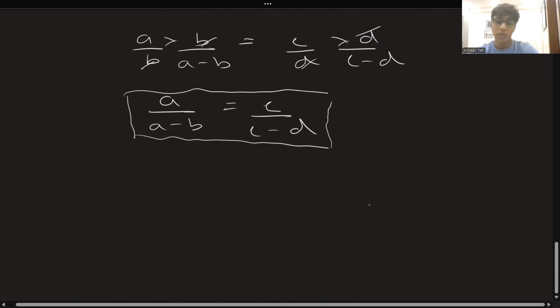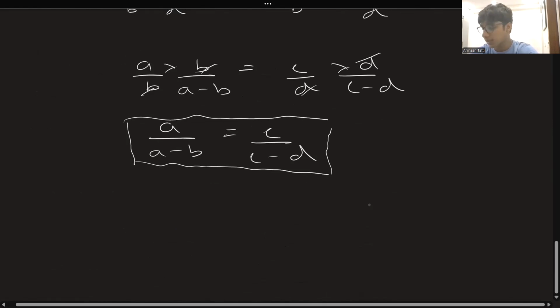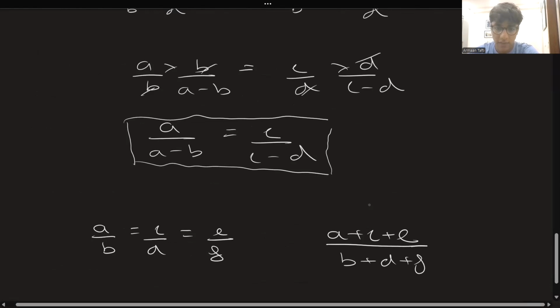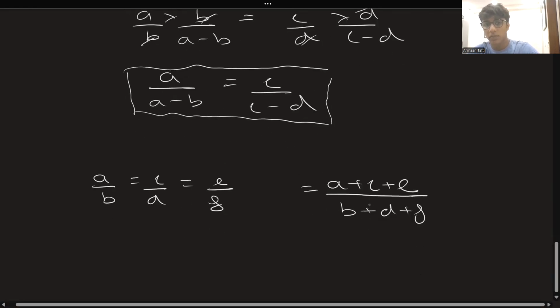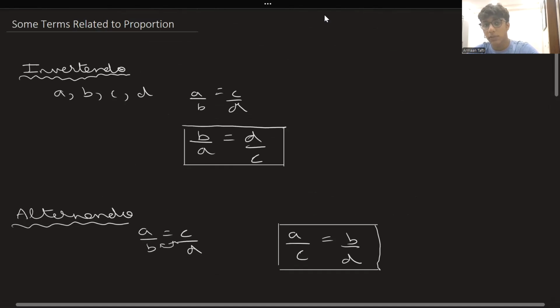Okay, so now that we got this out of the way, there is one more. This is there for a couple of questions. It says that if A by B equals C by D equals E by F, then A plus C plus E by B plus D plus F is equal to each of these individual ratios. There are a couple of questions on this, and we'll be solving them. So quickly revise all these properties, and in the next video, I'll meet you with the questions.